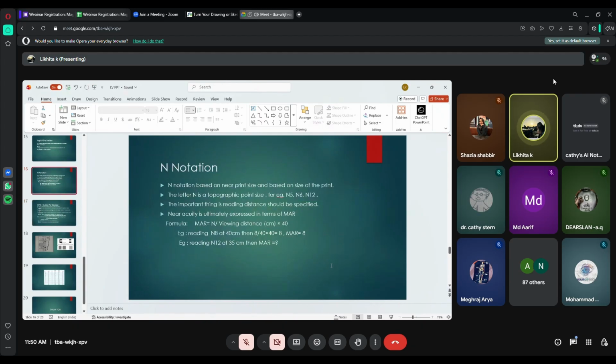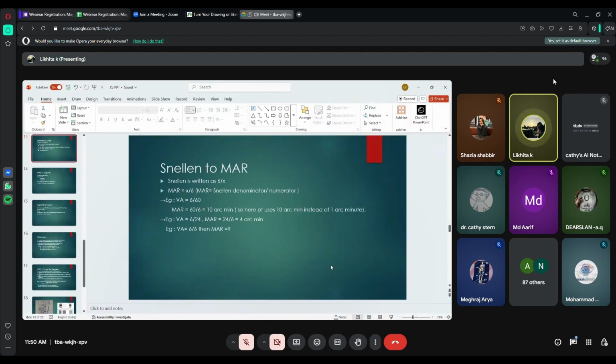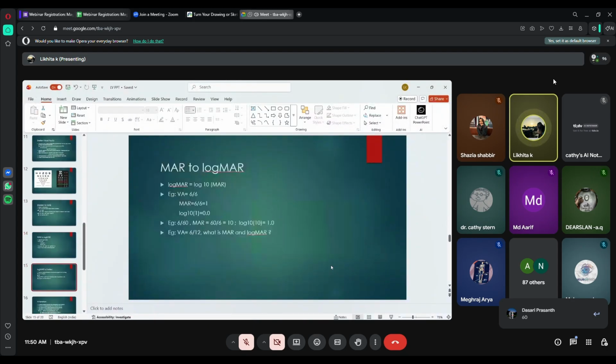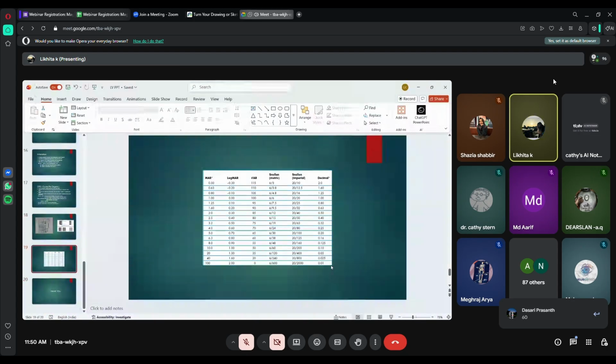I hope you understand all the formulas, the calculating part, the equivalent conversions and all. And finally, I attached the logMAR, MAR, Snellen, metric and decimal values for that.